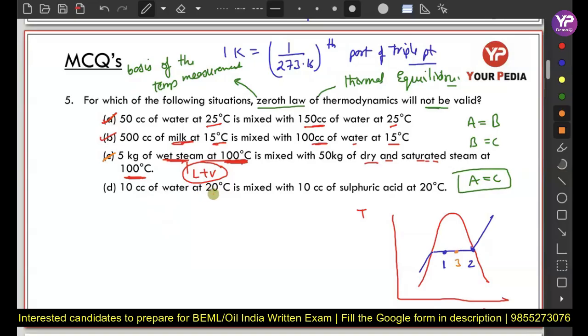Now at 20 degrees Celsius, water is mixed with 20 degrees Celsius sulfuric acid. From the name itself, you can see a chemical reaction is going to take place here, and energy is going to be released. So correspondingly, the temperature may increase or decrease depending upon the type of chemical reaction. So the zeroth law of thermodynamics is not going to be applicable in this case.